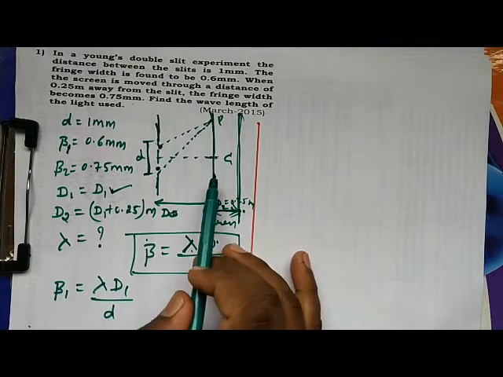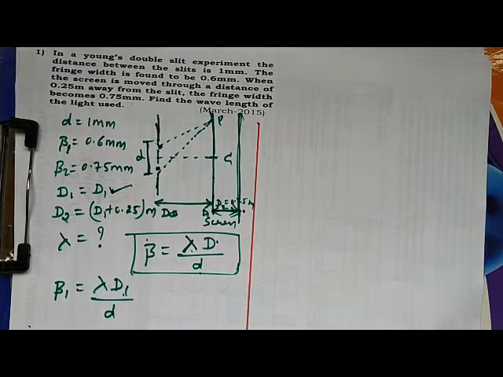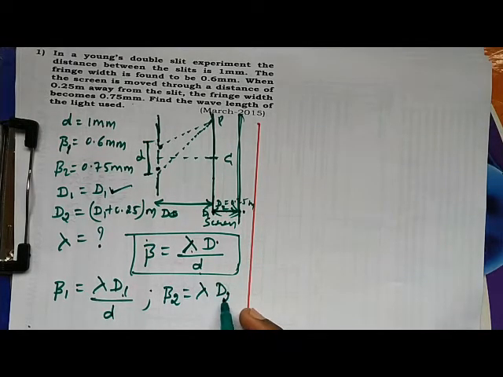So when the fringe width is beta 1, the distance is d1. Similarly in the second case, beta 2 is equal to wavelength lambda d2 divided by d.